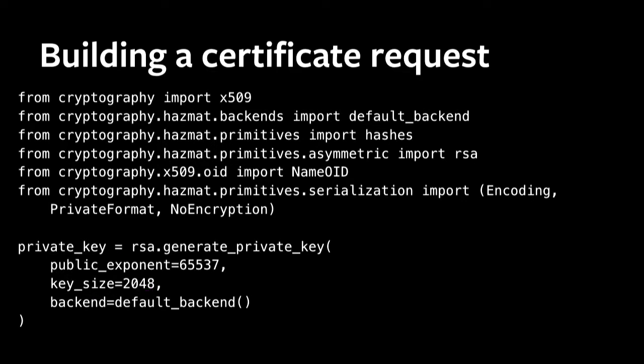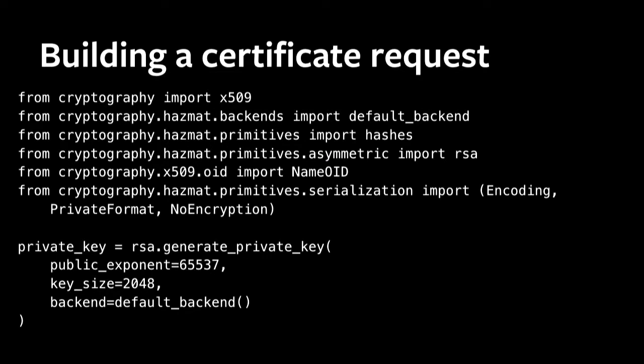So I have private key. The first thing that we need to always do is to create a private key. As I said, that private key should be there and should not move. So RSA, you can use elliptic curve. It's probably better, but anyway, for this example, I'm using RSA 2048. Public exponent is usually 65537, and the backend is openssl.